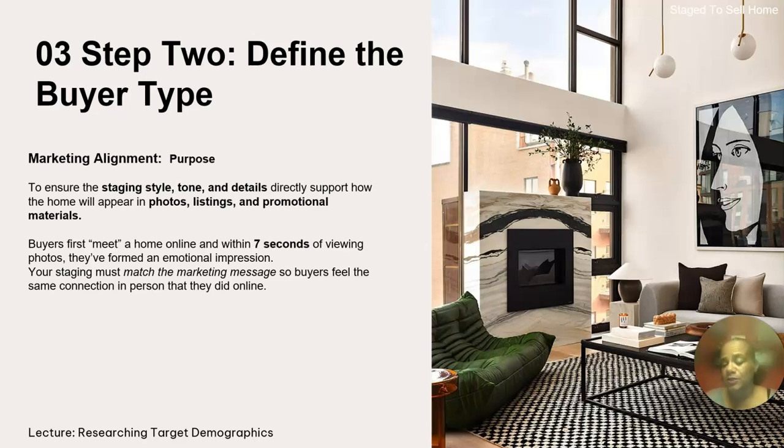So marketing alignment. When you're thinking about staging, it really is a marketing idea even more than it is design. That first moment when you walk in, that first big image that goes out to draw people in, are super important. Buyers first meet a home online, typically, and within the first 7 seconds, they know if they want to go visit. It's that first image that really draws them in, and when they walk into the space, it better feel just like that image.